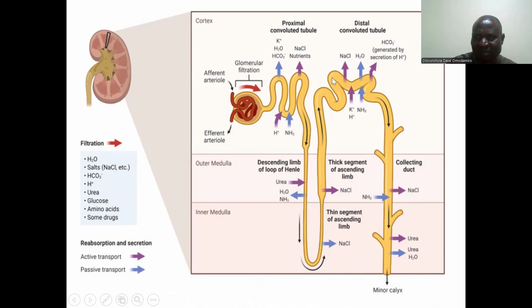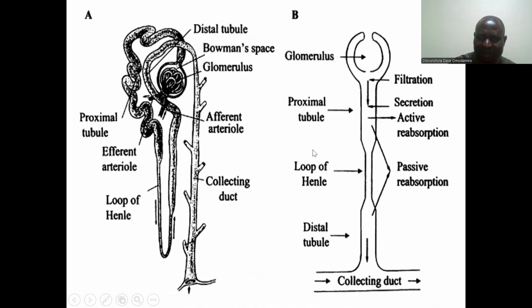While the active secretion, tubular secretion, takes place at the distal convoluted tubule, the collecting duct removes that which has been excreted down to the bladder, and the bladder discharges it out. So I want us to get ourselves familiar with this nephron structure, because that's where we will be taking our discussion.